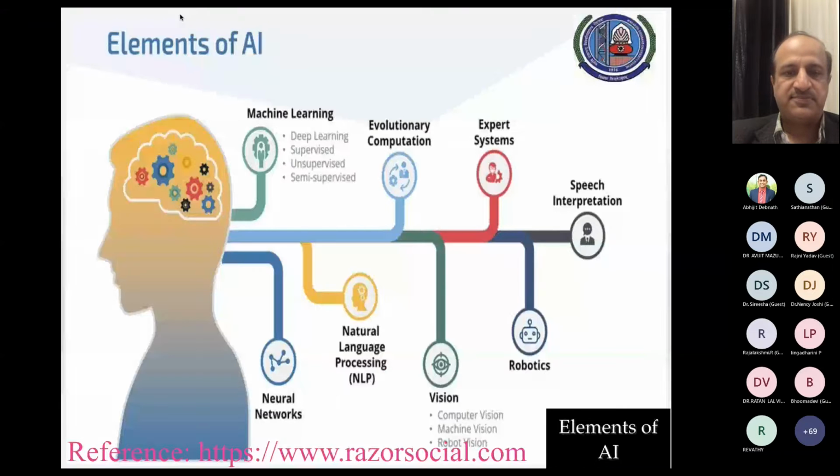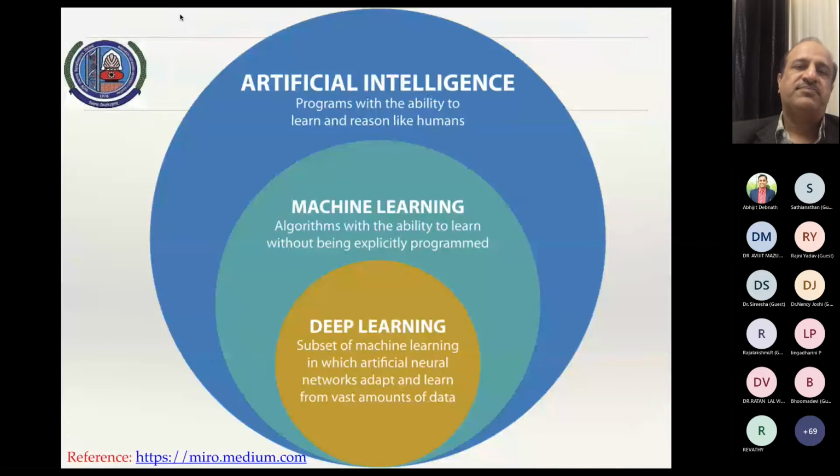This artificial intelligence is a component of machine learning. This machine learning is deep learning, which may be supervised, unsupervised, or semi-supervised. I'm not going into much depth on the different elements of AI, but neural networks, vision, robotic speech interpretation, and expert systems are all AI systems. So AI is making programs having the ability to learn and reason like humans, whereas machine learning is making algorithms with the ability to learn without being programmed. And deep learning is a subset of machine learning, in which the artificial neural network, the ANN, adapts and learns from vast amounts of data.